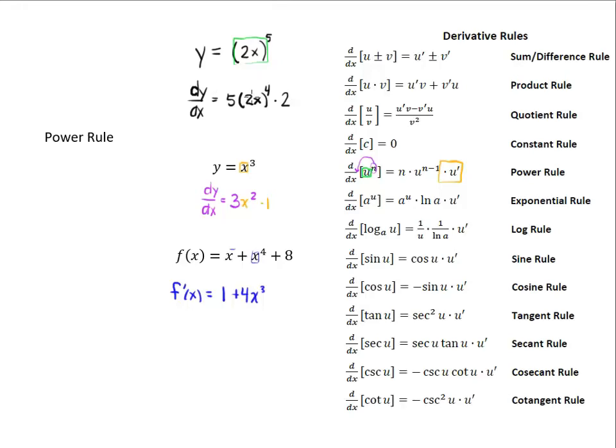Now you can clean it up. You can do 2 times 5 and get yourself 10 or whatever. But that's the derivative of that. So that's the power rule. Pretty straightforward. But if you have something else inside the base other than x, you've got to remember that chain rule.